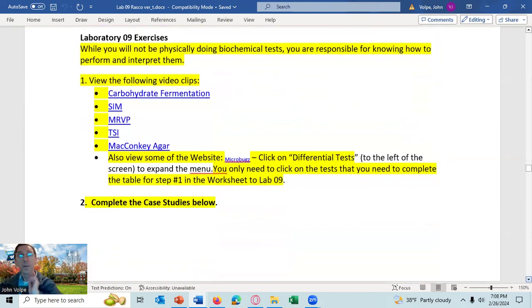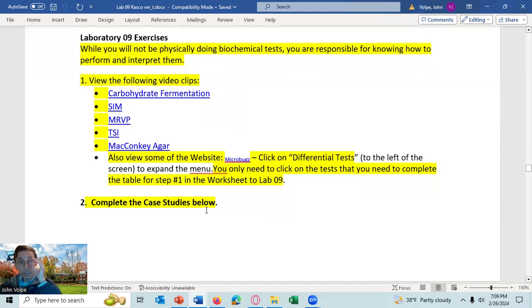All right. While you're not going to perform any of these biochemical tests, because everything's going to be done online, you will be held responsible for knowing how to perform and interpret these tests. We have a video for you to watch on the carbohydrate fermentation test, another one on the SIM, sulfur indole motility test, another video on the MR or VP test, and then a video on the TSI, triple sugar iron test, and lastly, a video on the MacConkey's agar test. So watch these videos for this lab.